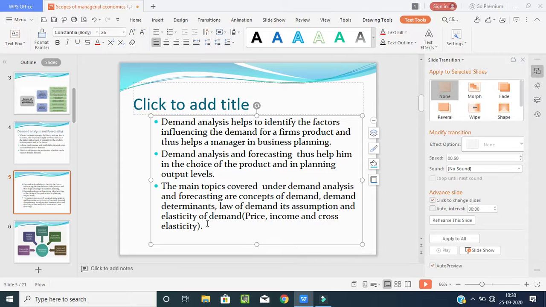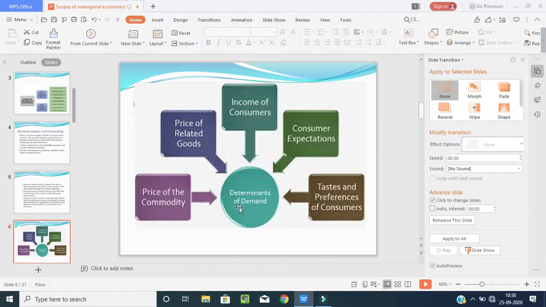Here are the demand determinants. What do you mean by demand determinants? I will show you with the help of a picture. Determinants of demand are nothing but the price of the commodity. What the price should be for the commodity. Commodity means here goods, per unit or per good. Now, what the price of related goods should be. Income of consumers, how the income is generated, what the consumer expectations are, what the taste preference is, the color preference, the pattern preference, or the size preference of the consumers. All these factors are known as determinants of demand.